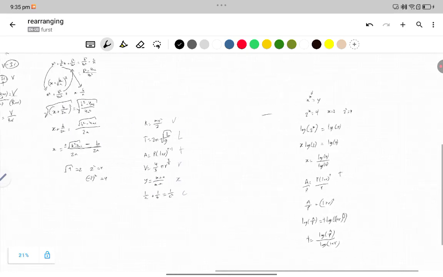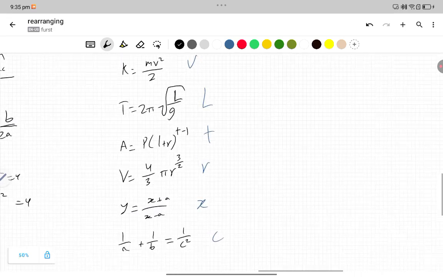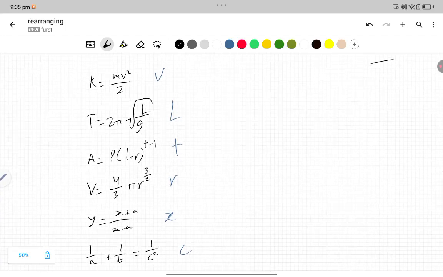And that's it for the lesson. Here's a few pretty tough questions. You don't really need to know this one too well because it's logs and all that. But yeah, have a go.